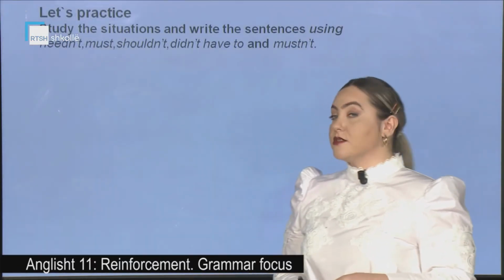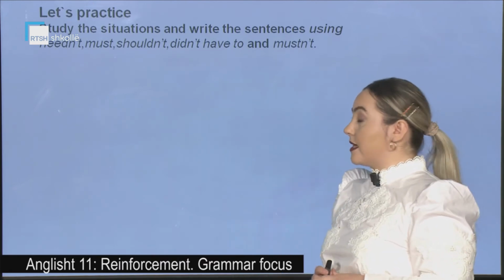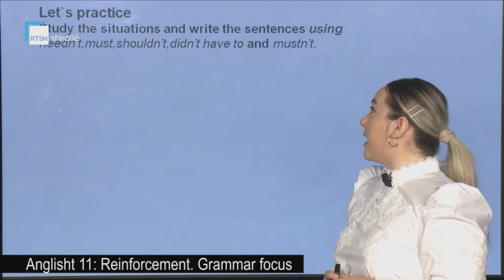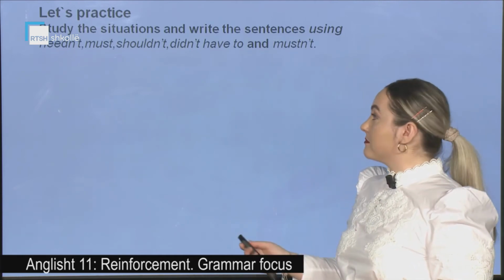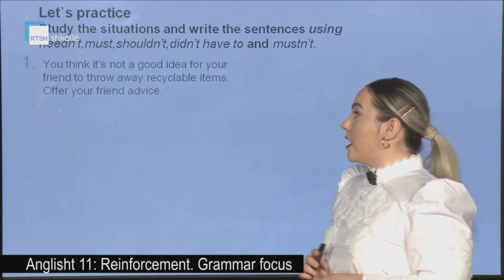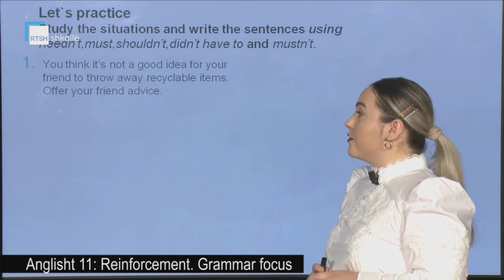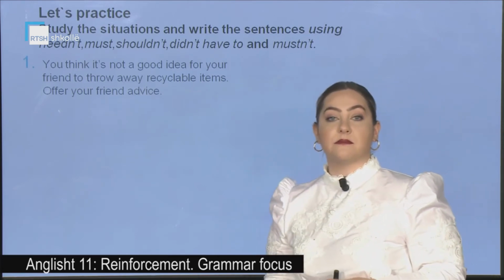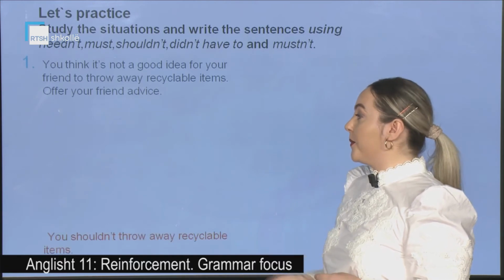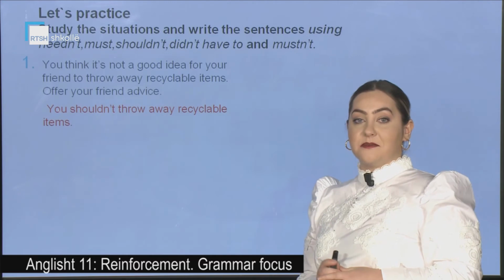Now let's practice together. Study the situations and write the sentences using needn't, must, shouldn't, didn't have to, and mustn't. You think it's not a good idea for your friend to throw away recyclable items. Offer your friend advice. Can you? Let's see the answer. You shouldn't throw away recyclable items.